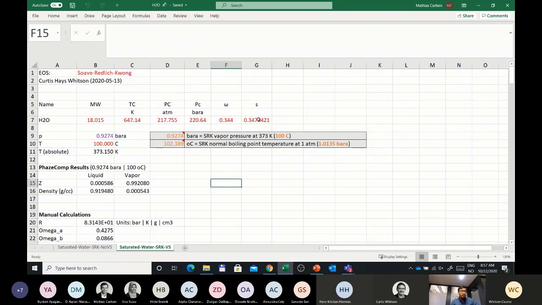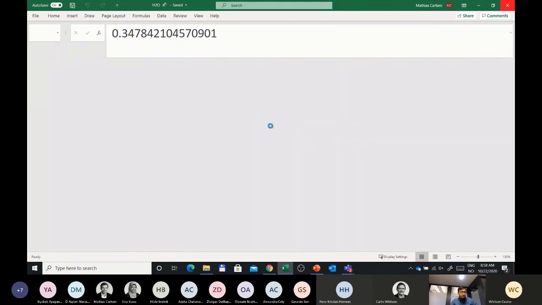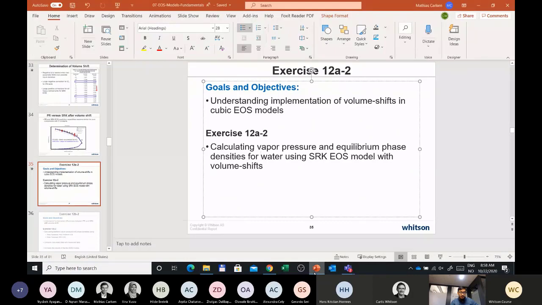But that's what Curtis and Hans were communicating, that this volume shift can be a temperature dependent property. Because if I go to some other temperature, for example, and calculate the density with the same volume shift, I may find that the density is not the same as the expected density, or the measured density for water at that temperature and vapor pressure. And then I may need a different volume shift to match that density. Okay, so that was all on this exercise, I think.